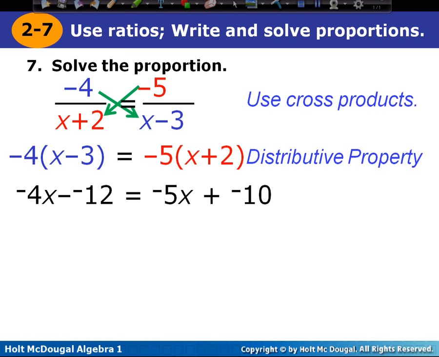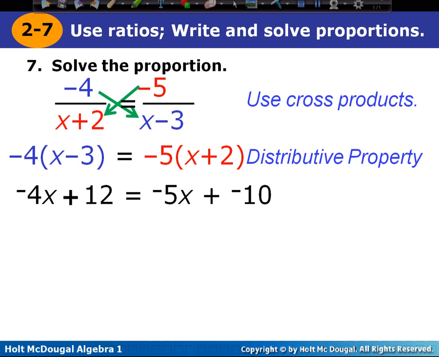Negative 4 times x is negative 4x, and negative 4 times negative 3 is going to turn into a positive 12, but right now we have it written as minus a negative. And then we're going to say negative 5 times x and negative 5 times 2. So negative 5 times x is negative 5x, and negative 5 times 2 is negative 10. Again, we're going to change those two negatives to a positive here and say plus 12.